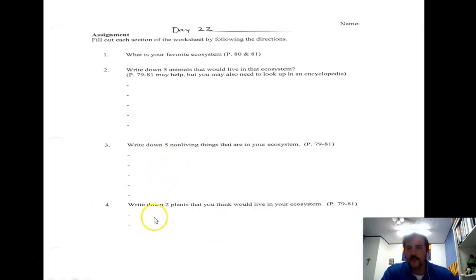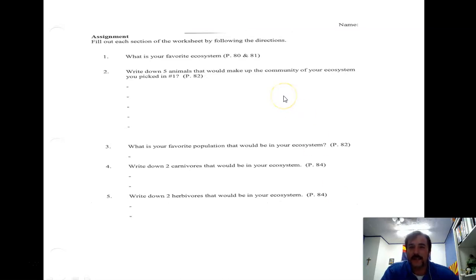And then 2 plants in your ecosystem. If you did the grassland, don't tell me pine trees. It's not correct. If you did the tundra, don't tell me cactus. It's not correct. If you need help, look back at these pages. And then the second page is this.